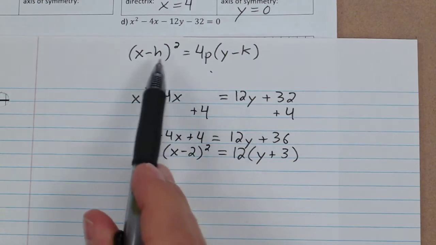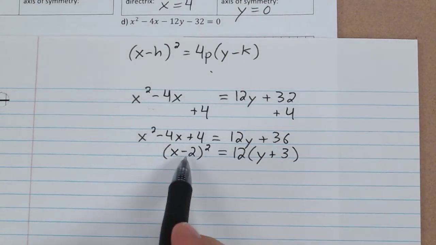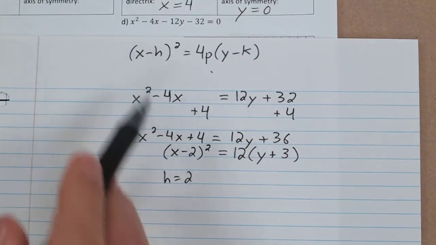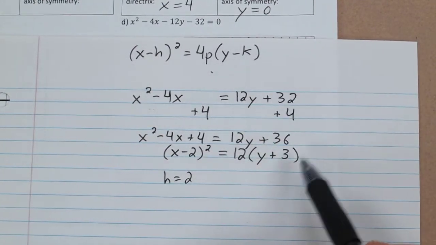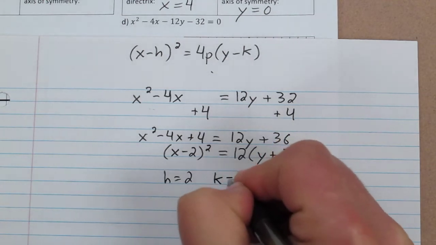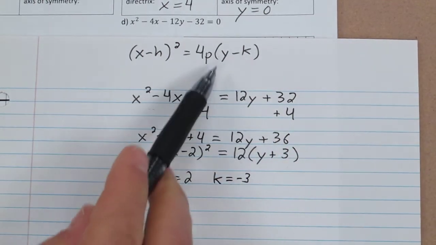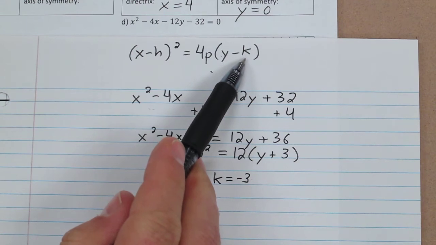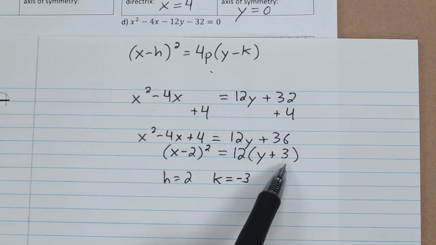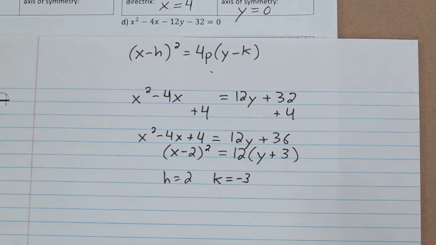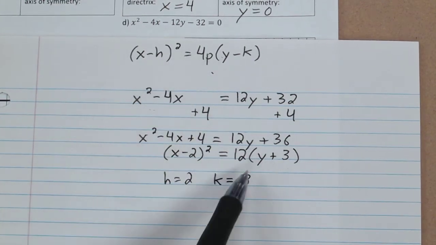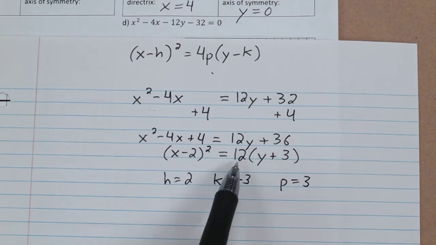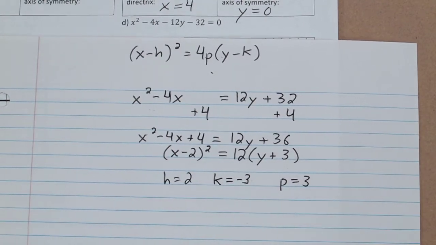From this, if we compare it to what we were going after, we can see that h is 2, because that matches with the h. K is negative 3, because this says y minus k. So the number you'd have to put here would have to be a negative 3 for it to appear as a positive 3 down here. Finally, the 4p matches with the 12. So the value of p is 3, since 3 times 4 would give us that 12 there.